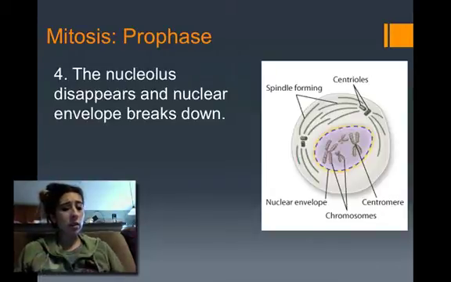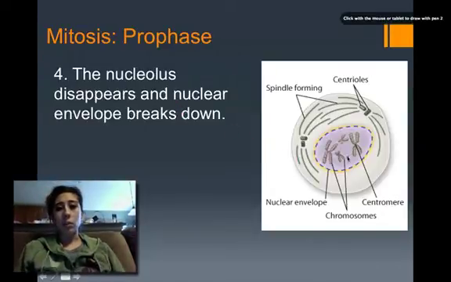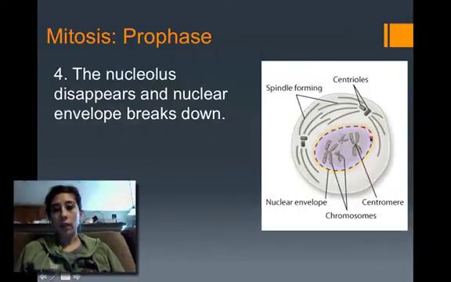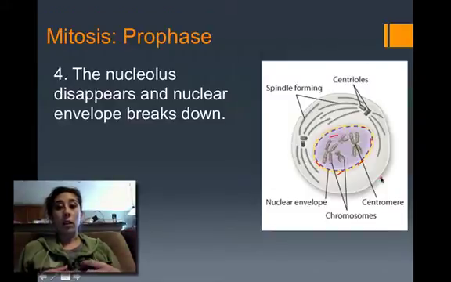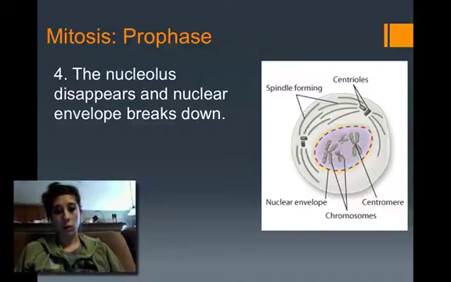And lastly, we're going to see the nucleolus disappear and break down, and we need this to occur, right? You see how it's like this dashed line kind of going around. Well, if the nucleolus does not disappear and break down, then the chromosomes, the DNA, cannot be split up. So that has to occur.